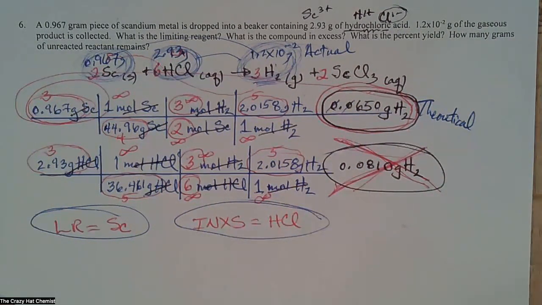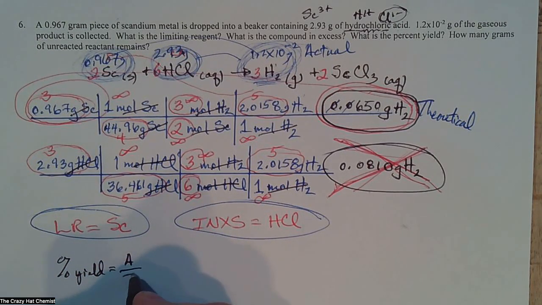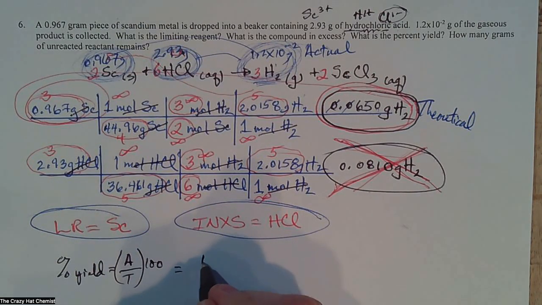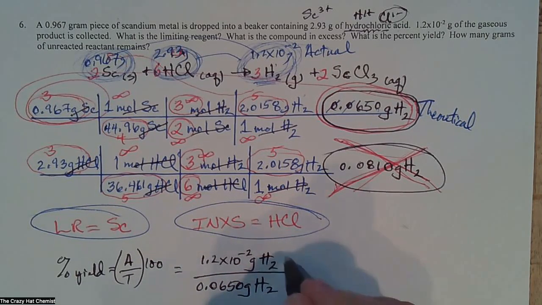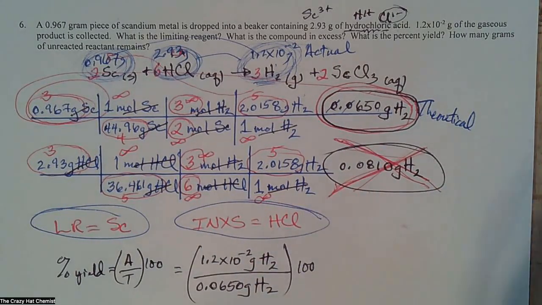I'm going to do the next step here, and that is calculate the percent yield, since this is very close here. Percent yield is the actual over the theoretical times 100. The actual value is given in the problem all the time, and that is 1.2 times 10 to the negative 2 grams of H2 in this particular instance. We're going to divide by the theoretical value. That theoretical value is 0.0650 grams of H2. I'm going to multiply this by 100 because I do want a percentage.